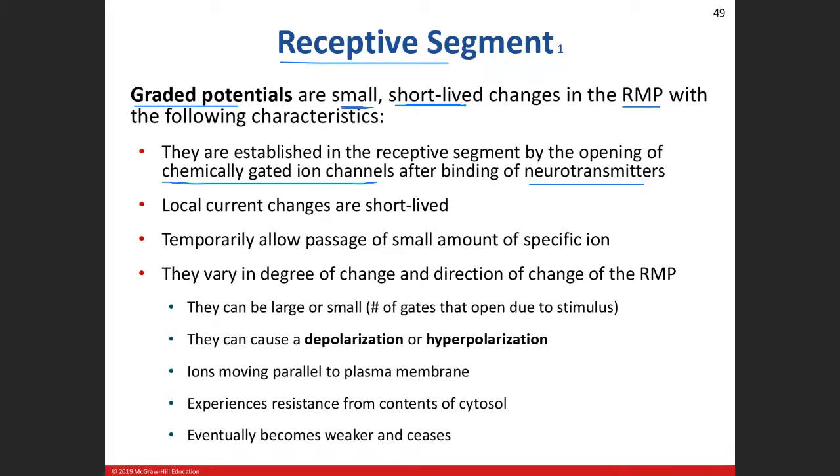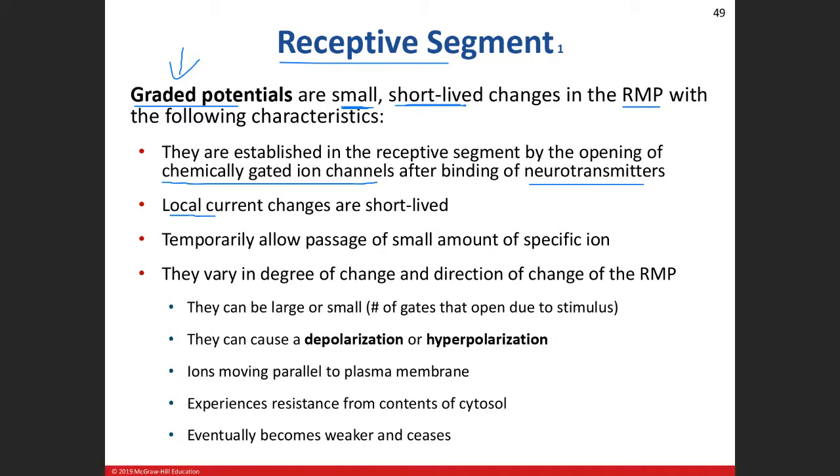Okay? So this is what's going to happen. In the receptive segment, our goal is to open up those chemically gated ion channels so we can let ions into the cell. We just learned about depolarization, hyperpolarization, and repolarization. So now we're going to put those terms into play here. What we need to do is try to generate what we call a graded potential. Those are going to be these small local currents that don't last for a very long time.